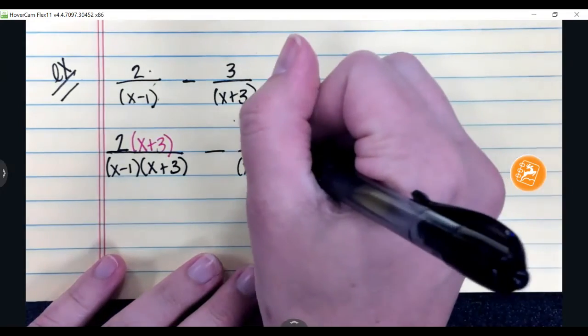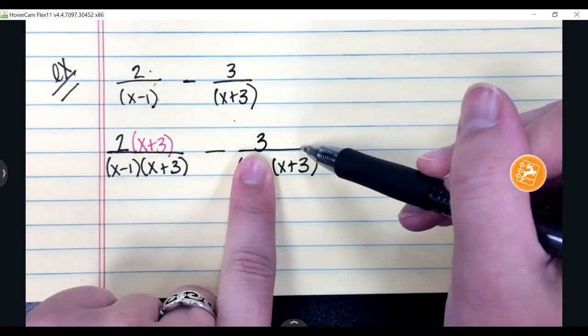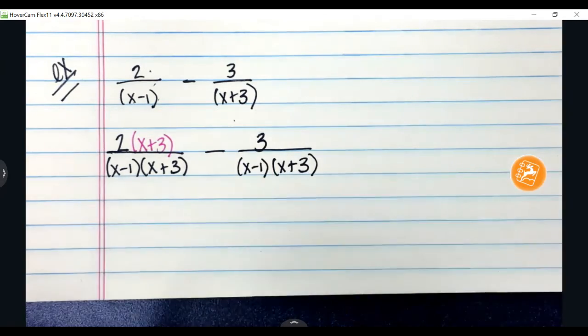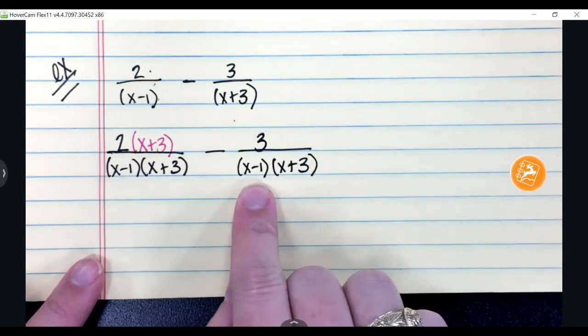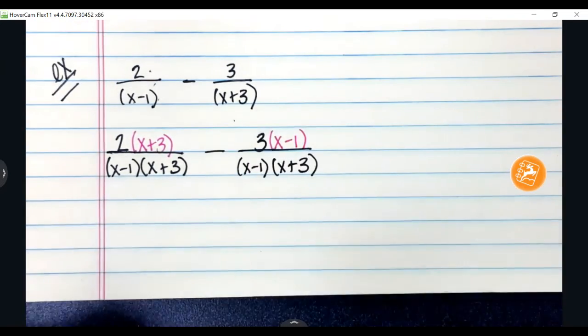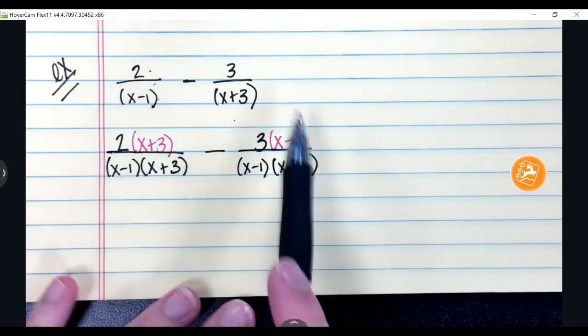Okay, so let's go look at the second fraction. I had a 3 on top, so it looked like this. 3 over x plus 3. What did I have to put in this denominator? X minus 1. So what am I going to put in the numerator? X minus 1. Okay. Now it should be a problem we know how to do.